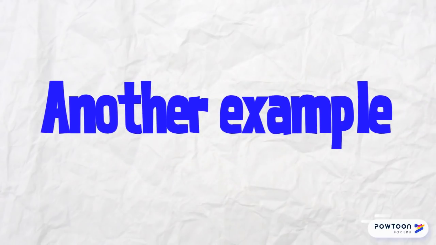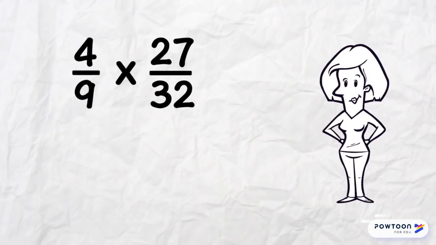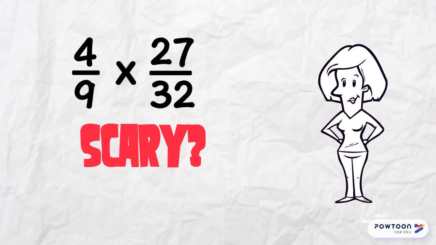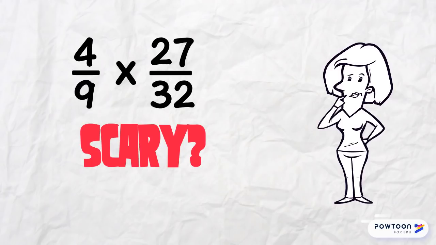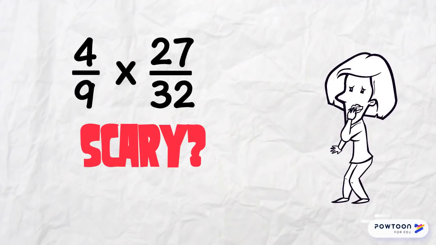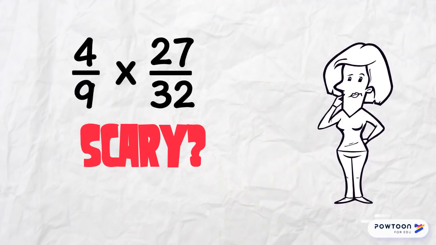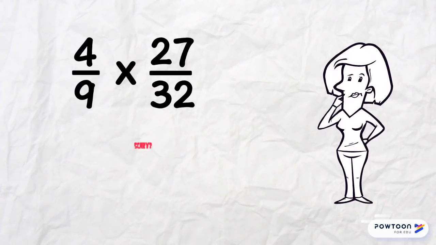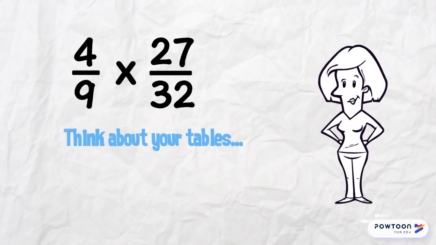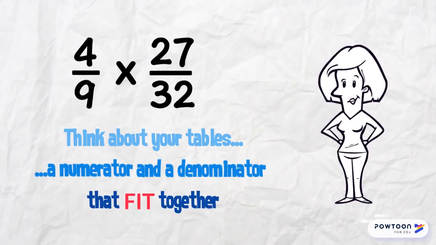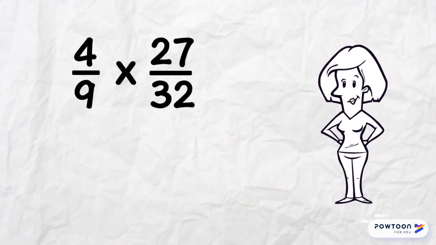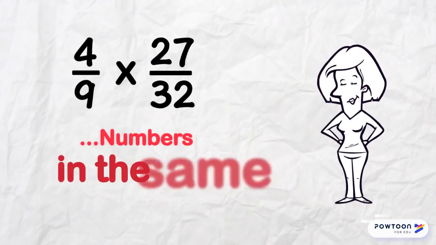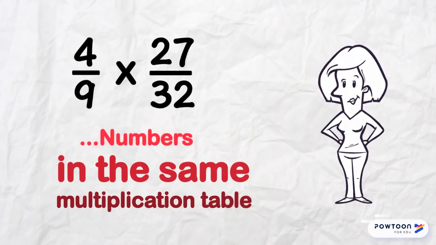Another example with a bit more thinking needed. Ooh, is that a scary one? Well, yeah, if we go straight to multiplication, it certainly is. But we can work smarter instead. Think about your tables. Look for a numerator and a denominator that fit together. We're looking for numbers that crop up in the same multiplication table.